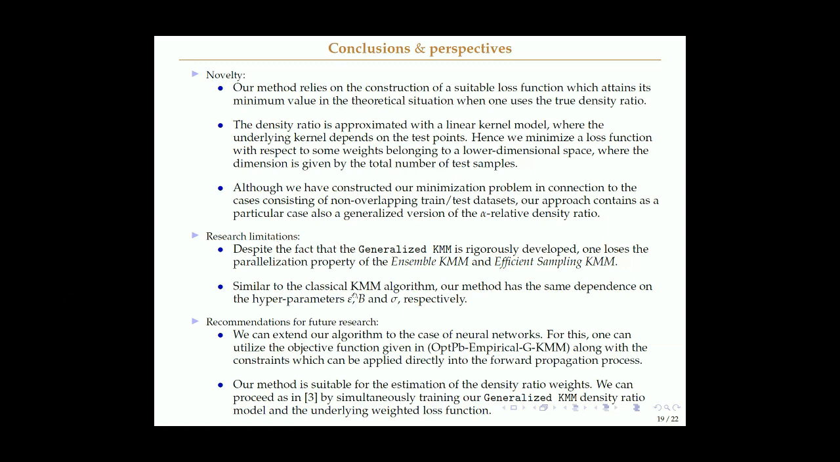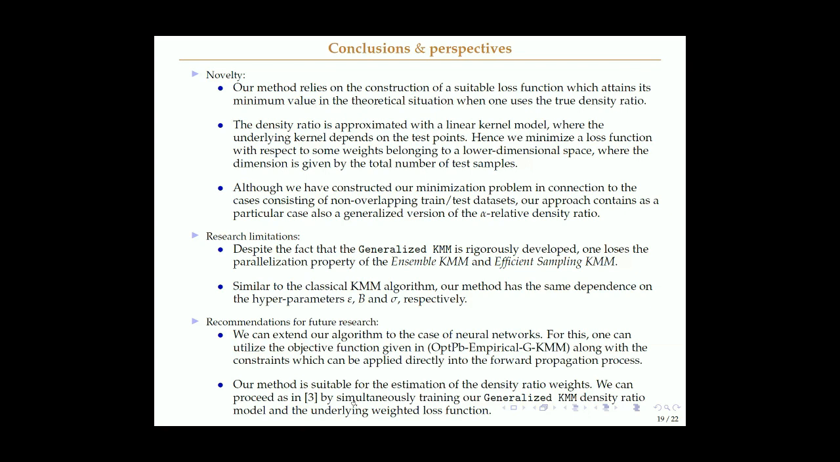But there are also some disadvantages: we lose the parallelization of the ensemble KMM and the efficient KMM. And also, we have the same hyperparameters as in the kernel mean matching algorithm, which appear in the constraints of the optimization problem. But these disadvantages can be overcome. Why? Because we propose for future research to use neural networks instead of linear kernel models. We have flexibility and versatility in the structure of neural networks, and also there is the advantage of batch sizes. We can increase the batch size if we have enough computational resources.